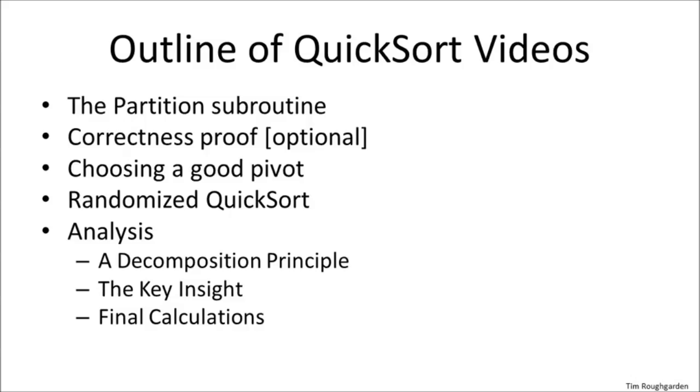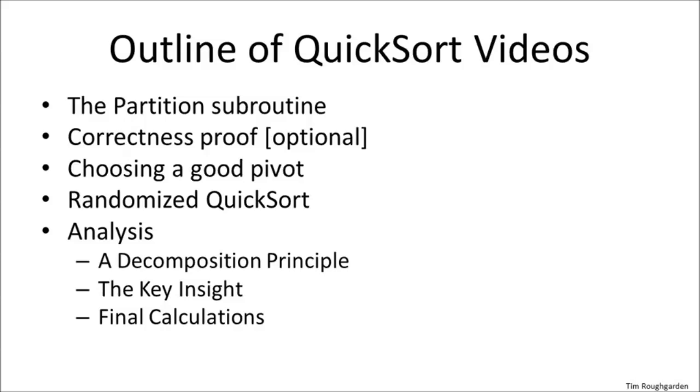Then we'll be discussing exactly how the pivot is chosen. It turns out the running time of Quicksort depends on what pivot you choose. So we're going to have to think carefully about that. Then we'll introduce randomized Quicksort, which is where you choose a pivot element uniformly at random from the given array, hoping that a random pivot is going to be pretty good sufficiently often.